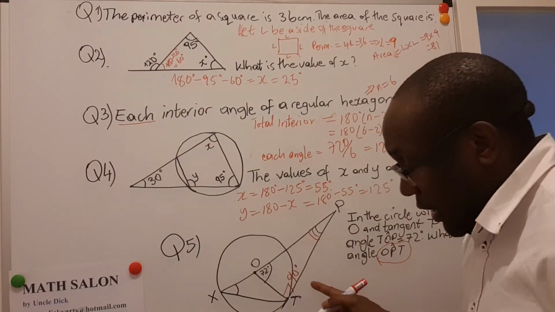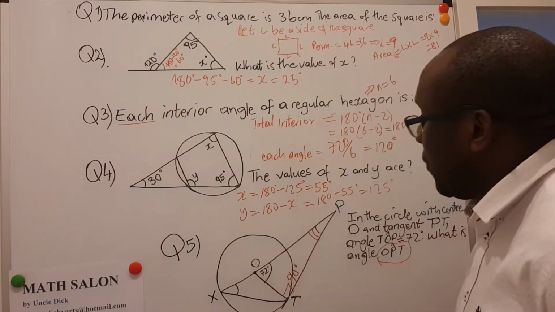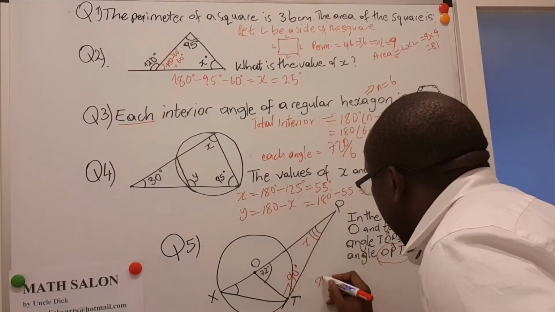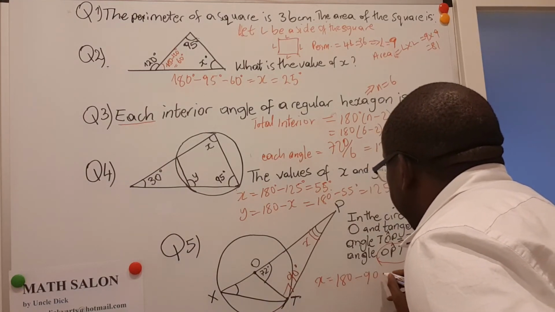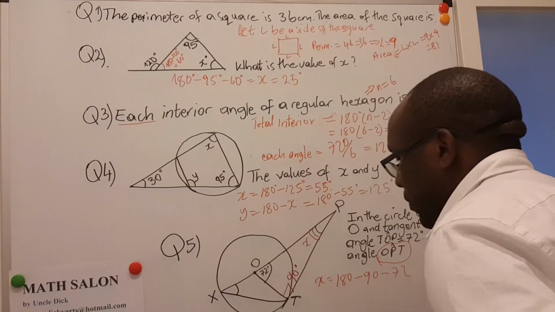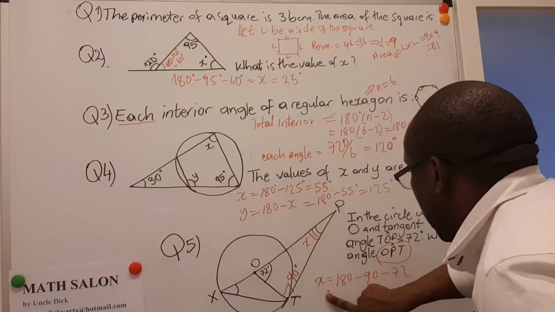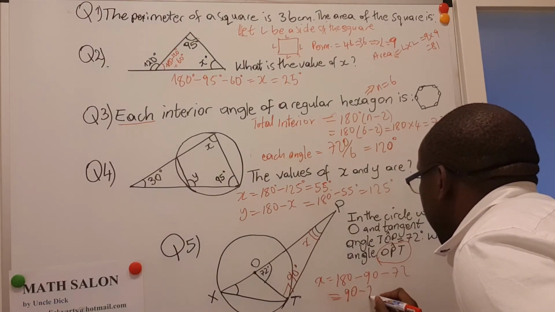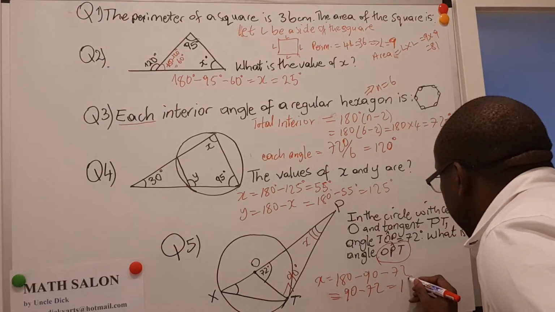It means 90 plus 72 plus this angle is supposed to give us 180. So if we call this angle x, then x should be equal to 180 minus 90 minus 72. And that is equal to 90 minus 72. And that is equal to 18 degrees.